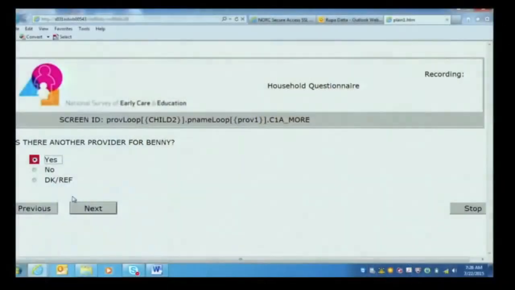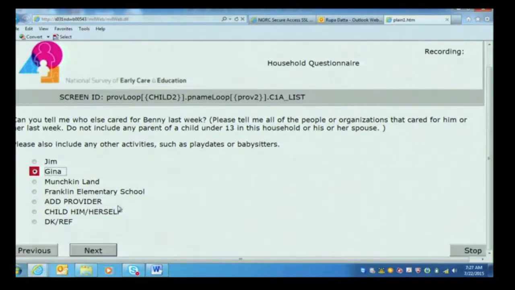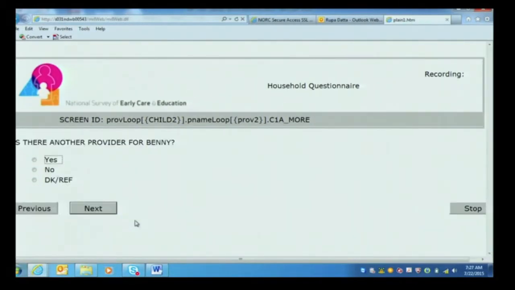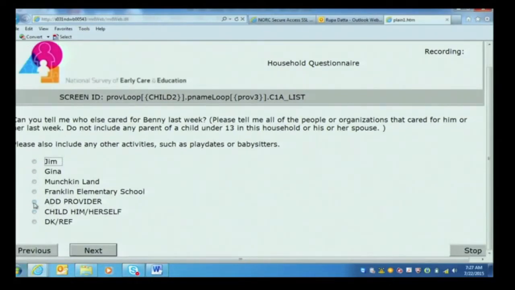Yes. And Benny's other provider is also my mother, Gina. And is there another provider for Benny? Yes. Benny goes to karate club. And so we're going to add another provider there.